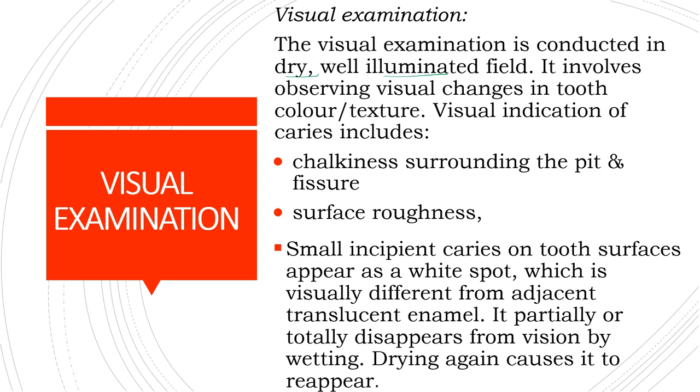Now, what are the visual indications of caries? They include chalkiness around the surrounding pit and fissure. It means that the pit and fissure which is involved may have a whitish area around it. Or appearance of surface roughness. The area appears to be rough. It is not smooth and glossy.